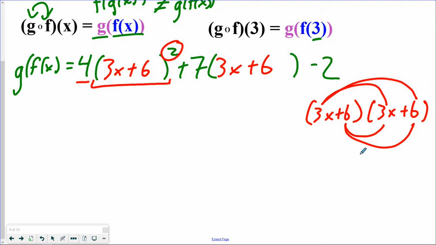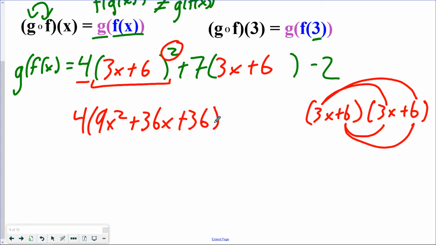So this is 4 times 9x squared plus 36x plus 36. The shortcut is I did it on a piece of paper that you can't see. Okay, so I FOILed that out. Now I need to bring this stuff down. We're going to distribute our 7 and bring down our minus 2. So let me move this. There we go.